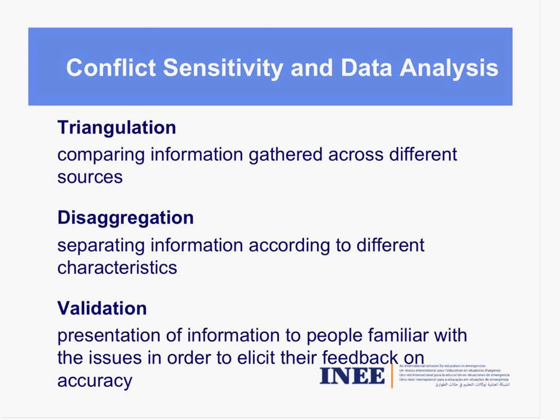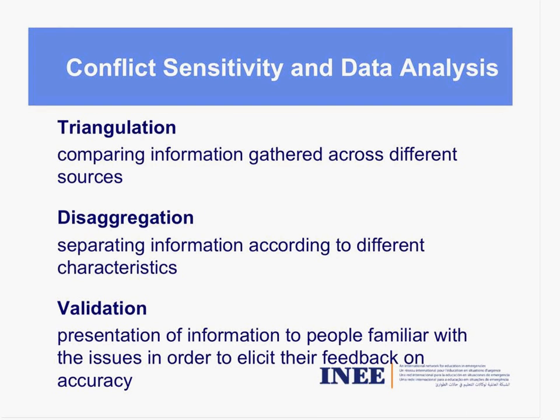Why might these three be especially important in a conflict-sensitive approach? Well, as we were just discussing, for triangulation, we want to compare information across different data sources because there is such a variety of perceptions, and perceptions really matter. They can be as great a cause for conflict as actual facts. We want to be comparing the monitoring data that we're collecting across sources.